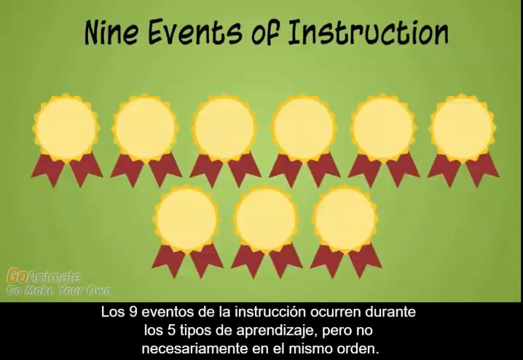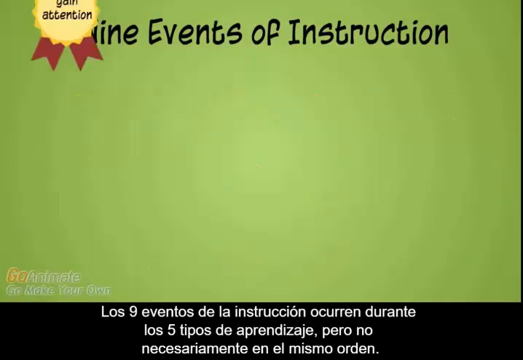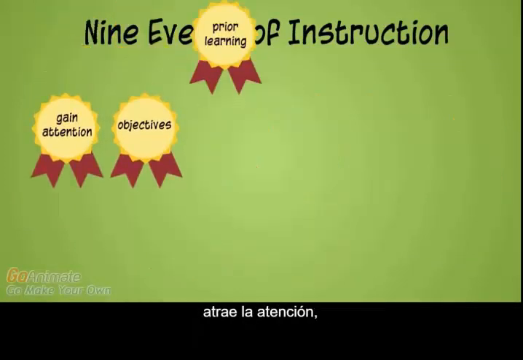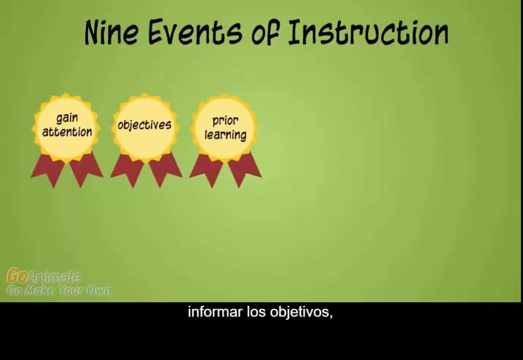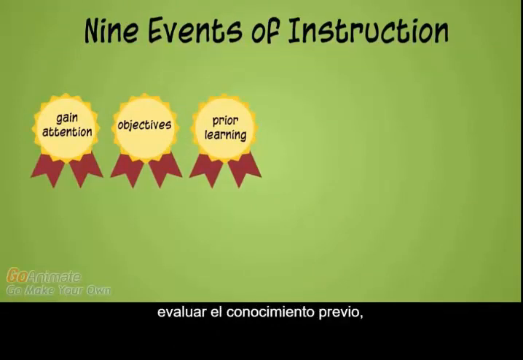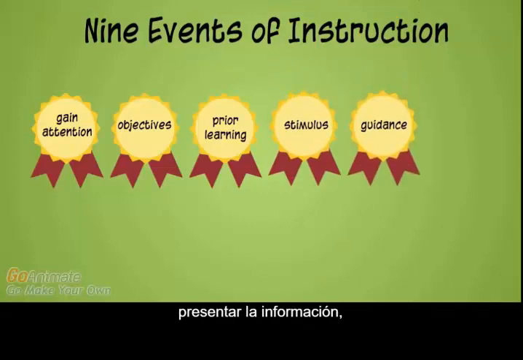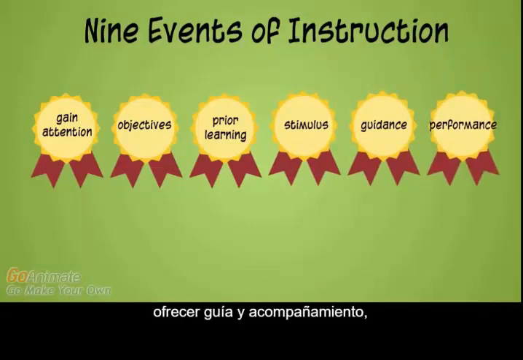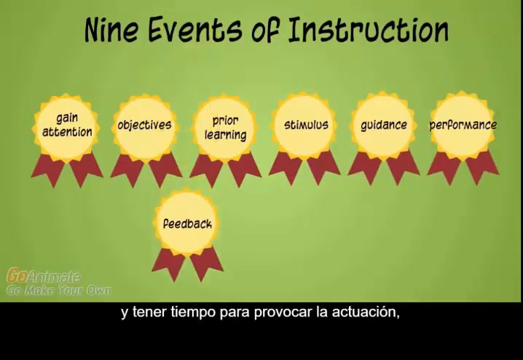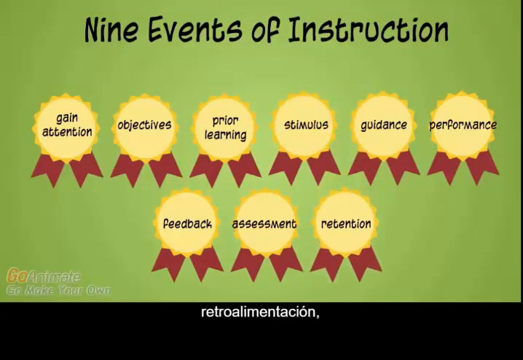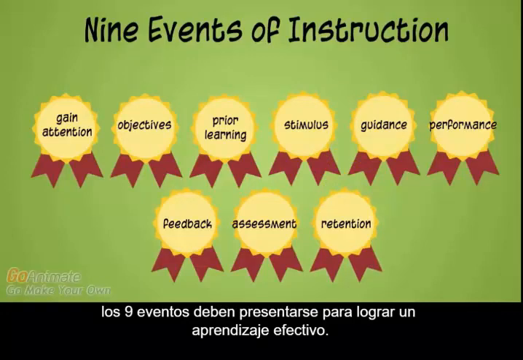9 events of instruction occur during the 5 types of learning, but not necessarily in the same order. The 9 events include gaining the student's attention, telling them the objectives, assessing prior learning, presenting stimulating information, offering guidance, and having a time for performance. The last 3 events are offering feedback, assessing, and retention. All 9 events must be present for effective learning.